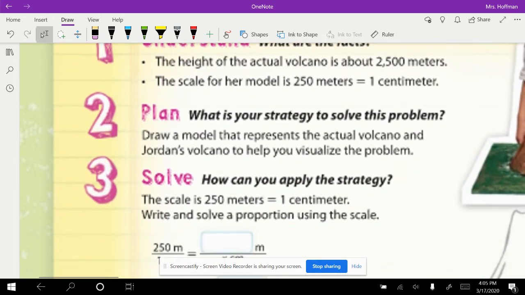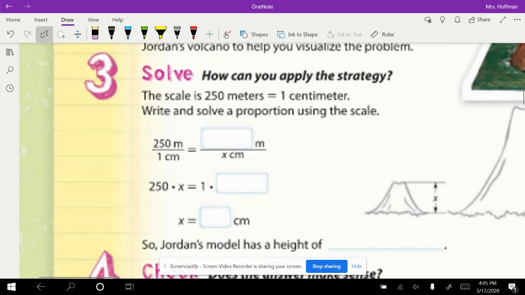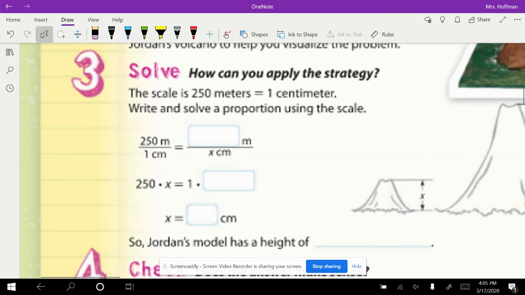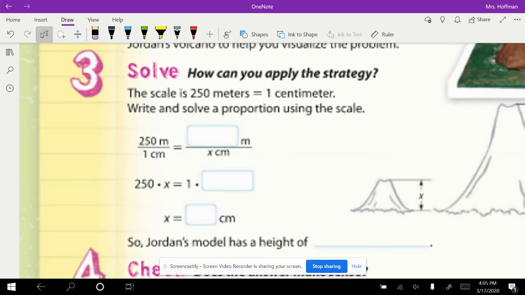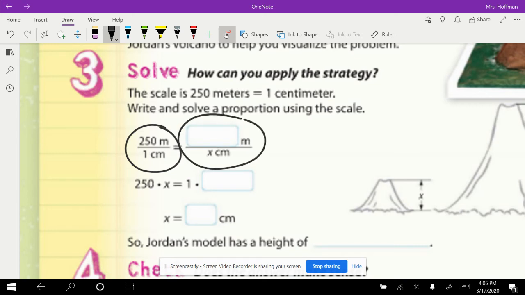Okay, so let's take it down here to number 3. Yep, look at that, a proportion. How can you apply the strategy? Well, we're going to show that 250 meters for 1 centimeter on the left, that's the scale. And then we're going to show the actual on the right. So in actuality, how high was the volcano? Well, we decided that that was 2,500 meters. Okay, to both sides, it's looking like we're doing cross products here.